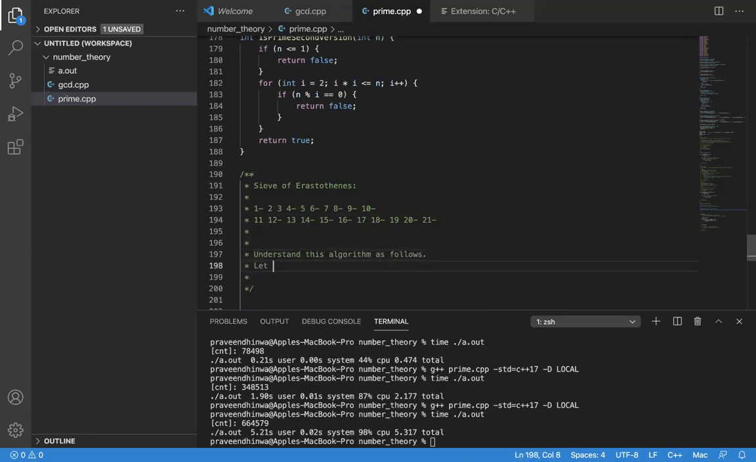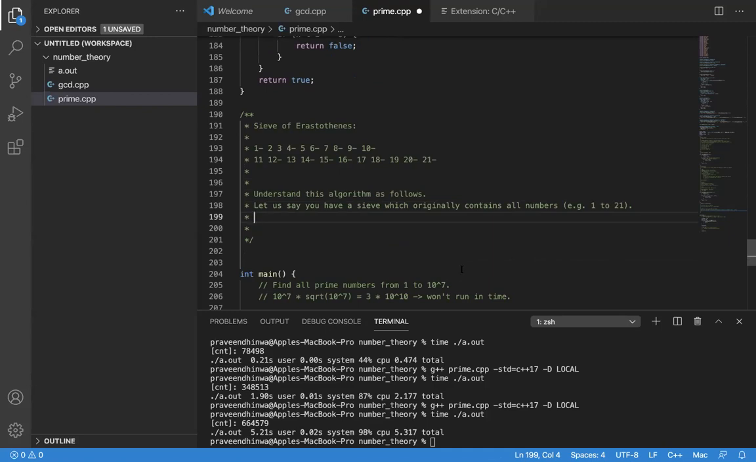Let's say you have a sieve. A sieve is basically a chalni, which originally contains all numbers. So let's say you want to find the primes from 1 to 21. Originally in your sieve, you have all these numbers. So what you do, you remove number 1 in the beginning itself, because number 1 is not a prime.